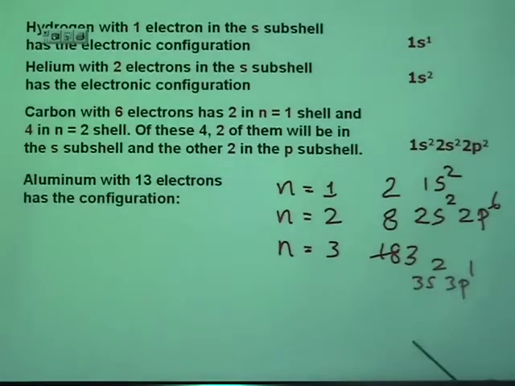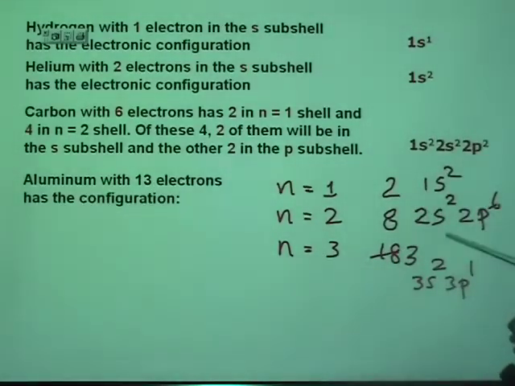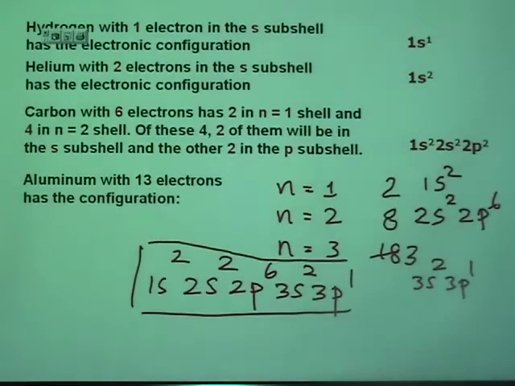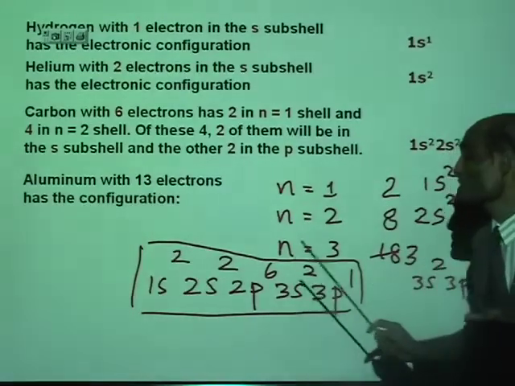And so, what is the electron configuration for aluminum? Put it all together. It will give me 1s2, 2s2, 2p6, 3s2, 3p1. Look at that. That is the electron configuration for aluminum with atomic number 13.